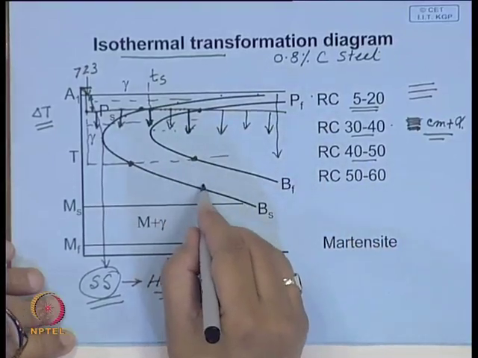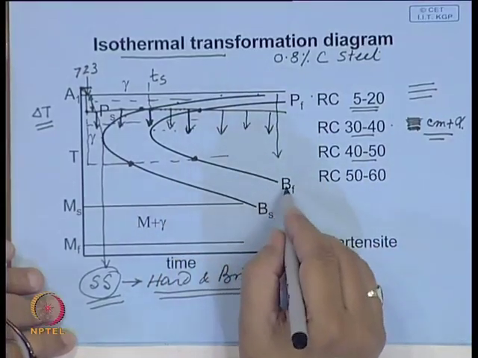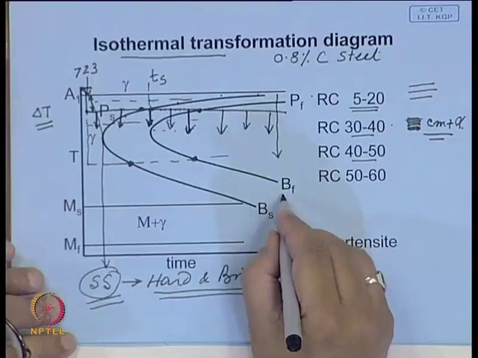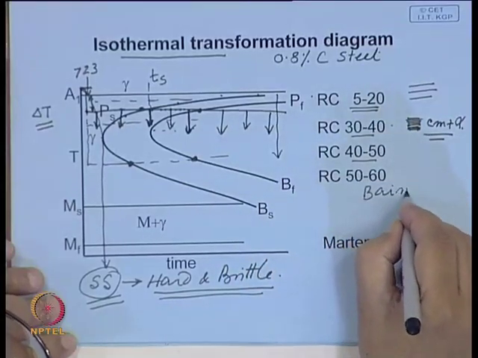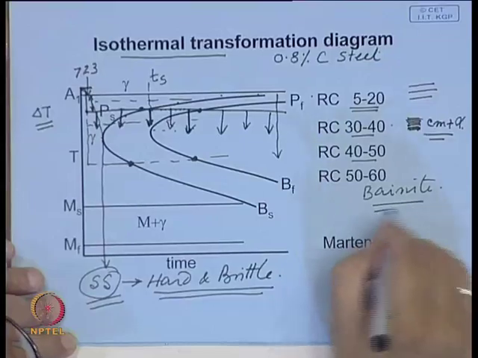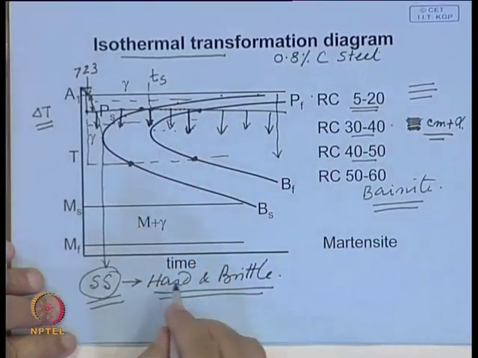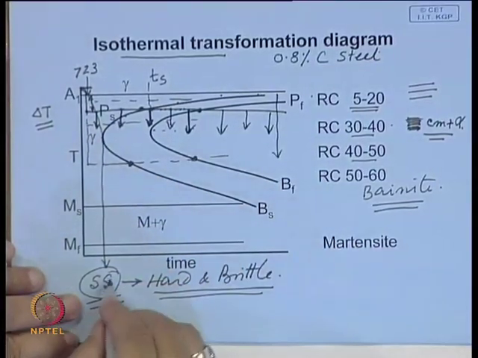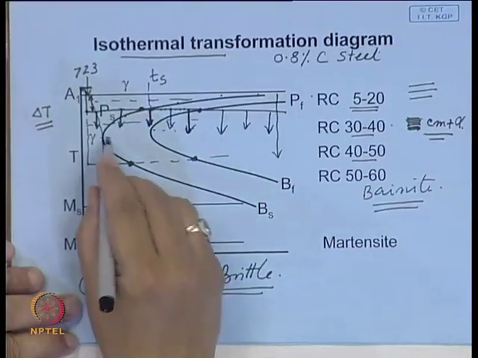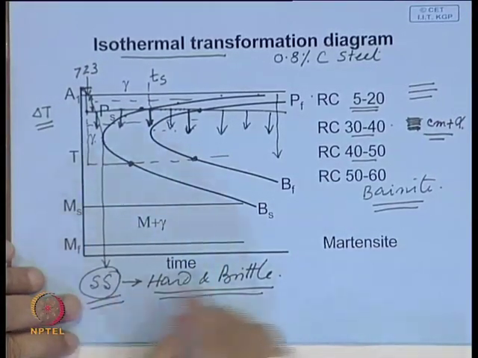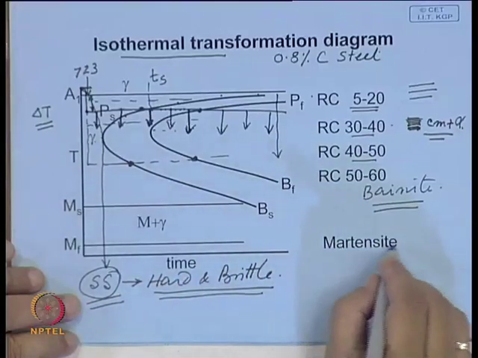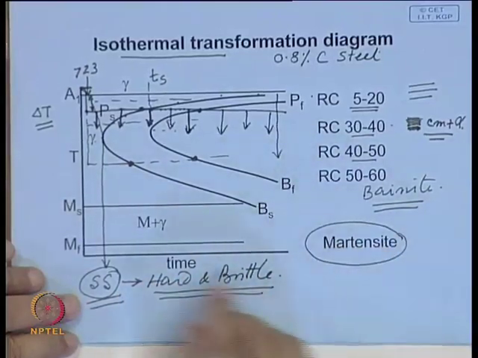And when you come here, the structural feature changes, and this type of structure is called bainite. And when you quench rapidly, it has a different type of structure. Here you are not allowing movement of carbon atoms to take place. So, you get a supersaturated structure, and this structure is called martensite.